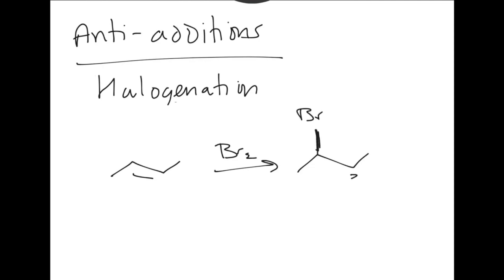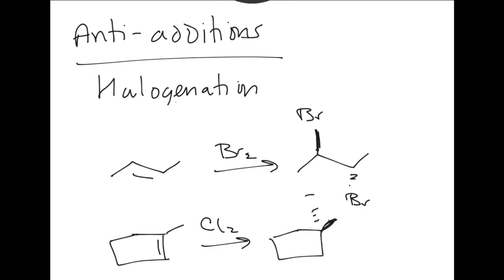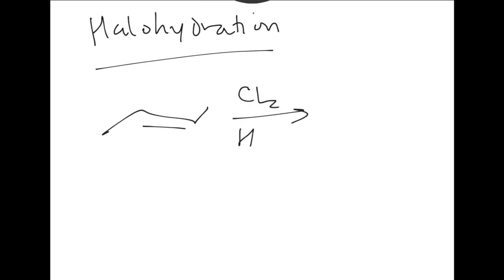Here, you're going to add your groups to opposite sides. So halogenation, adding two halogens, they always end up on opposite sides. And then you have halohydration or halohydrin synthesis, right? Where you're going to have Cl2 in water, let's say. You're going to have halogen on one side, water on the other, or OH on the other, right? On the slides, oxymercuration is in here, but you usually lose that stereochemistry when you add your hydrogen. So it doesn't show up, so we're not going to worry about it.